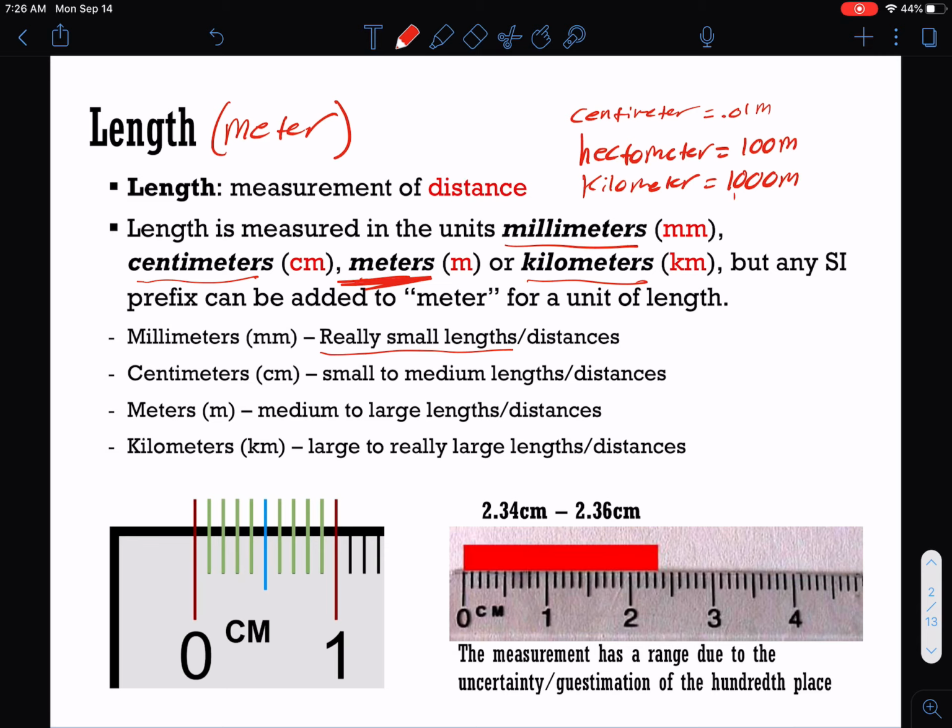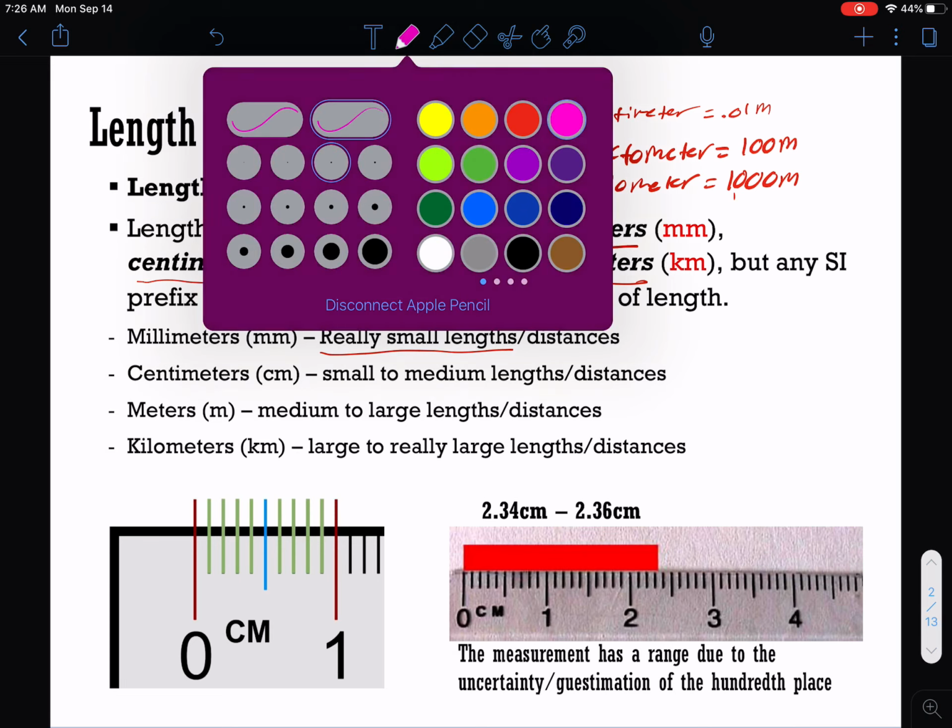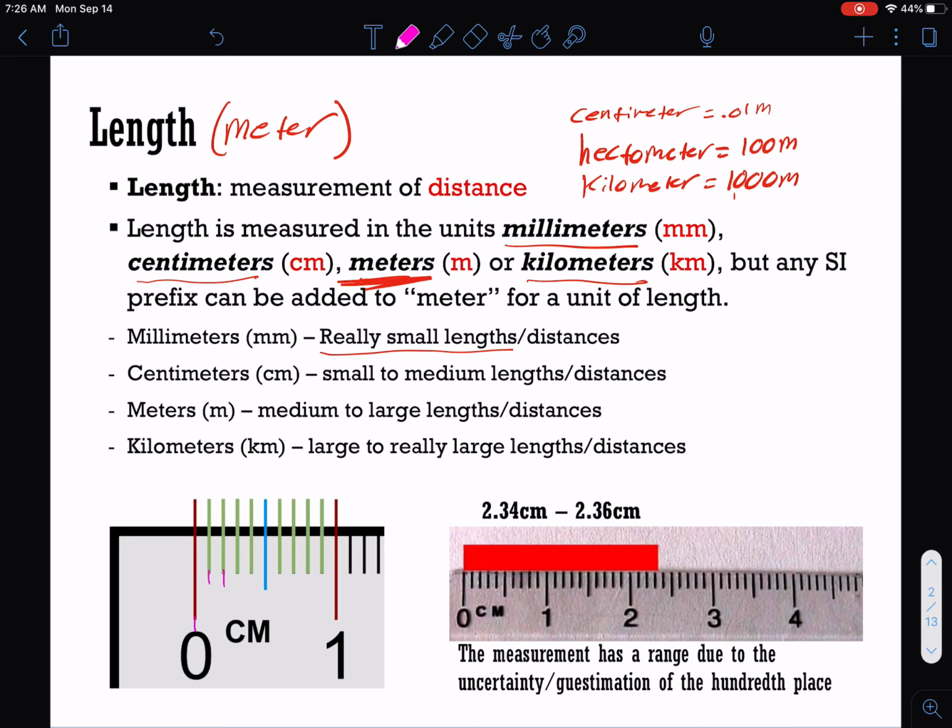Now, the biggest thing with length is being able to read a meter stick. And sometimes this can get confusing to people. With a meter stick, what we have are all these little tick marks. Here, here, here, here, here. And you have to understand what each one means. This red line right on the one just means 1 centimeter. If we don't make it to that line, it means we don't have 1 centimeter. And then each one of these little lines in between the 0 and the 1 are 0.1, 0.2, 0.3, 0.4, 0.5, 0.6, 0.7, 0.8, 0.9.